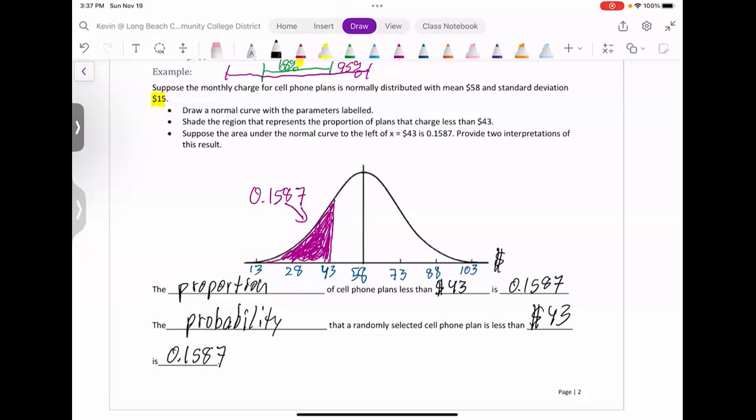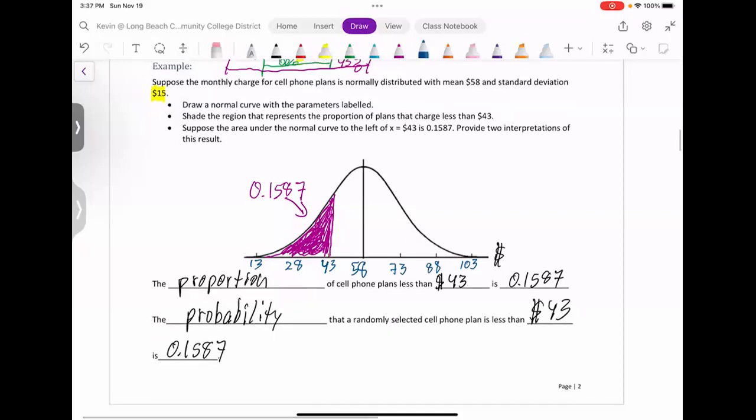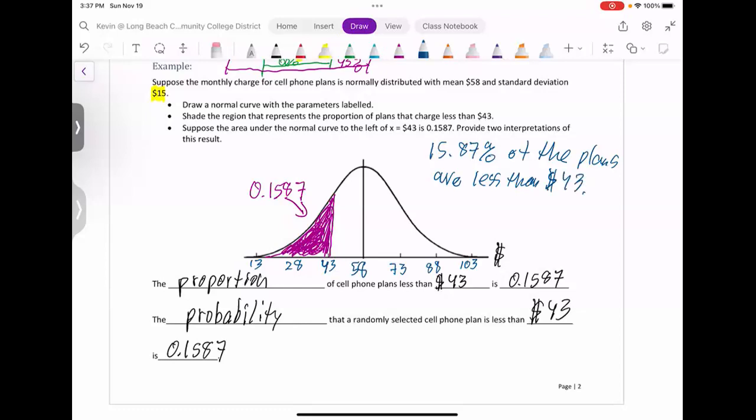And the last way I'm going to interpret this is, let me word it this way: 15.87% of the plans are less than $43. I like that one best. That one, I think we all understand percents.